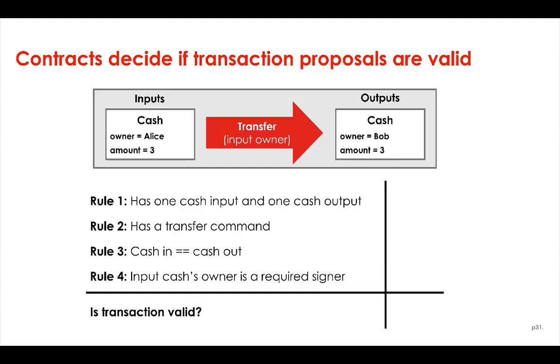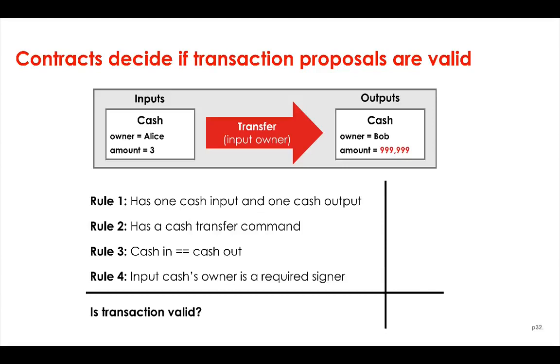And so we can run through this contract with an example transaction proposal and check whether it meets our contract rules. So if we look at this transaction here, we can see that it has 1 cash input and 1 cash output, so that's fine. We can see that it has a transfer command, so that's fine. We can see that the value of the cash inputs equals the value of the cash outputs, so that's fine. And finally, we can see that the owner of the input cash is a required signer. And so this transaction proposal meets all the contract rules, so we can consider it valid.